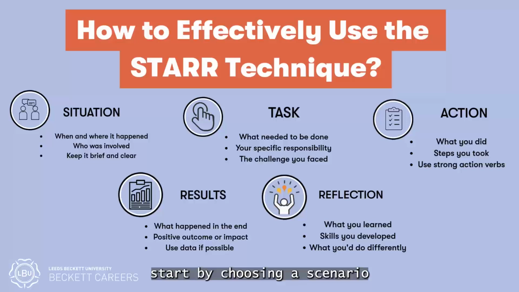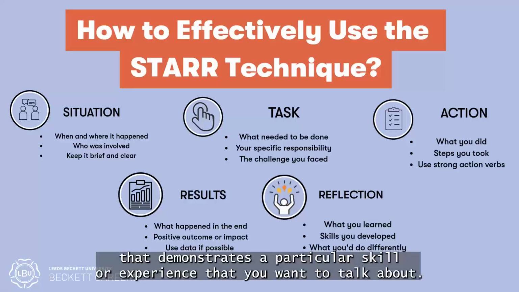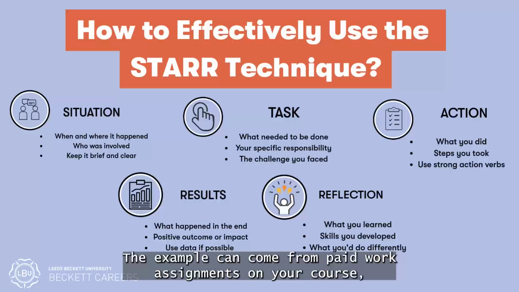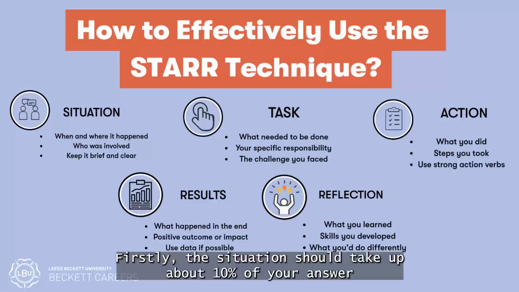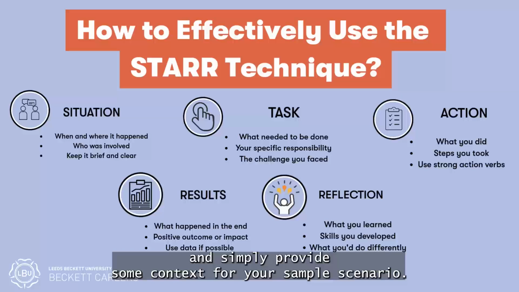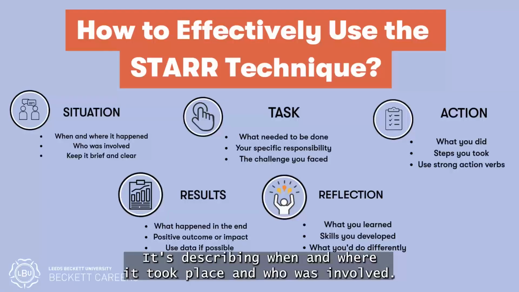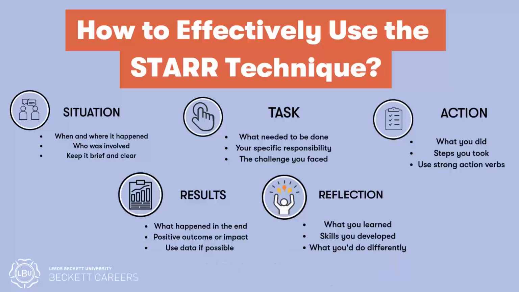To use it, start by choosing a scenario that demonstrates a particular skill or experience that you want to talk about. The example can come from paid work, assignments on your course, or even from extracurricular activities such as volunteering or sports. Firstly, the situation should take up about 10% of your answer and simply provide some context for your sample scenario. It's describing when and where it took place and who was involved.